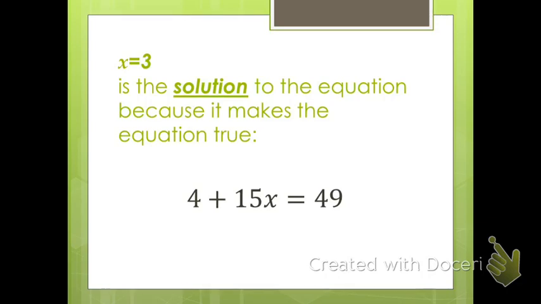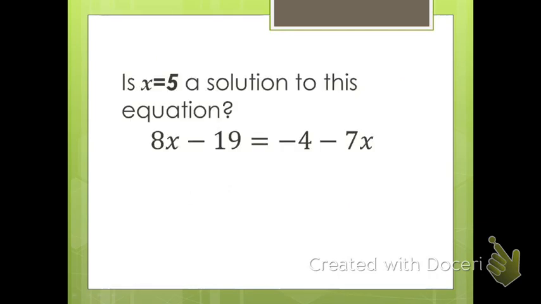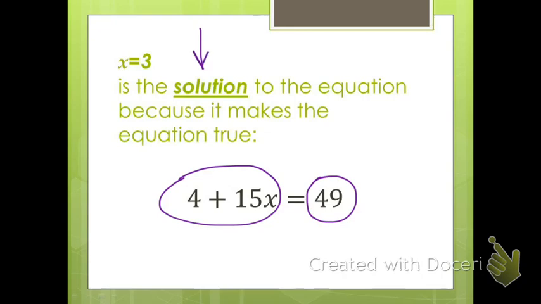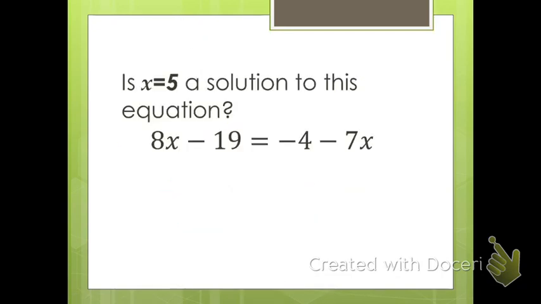When we put 3 in for the variable, we get the left side of the equation equaling the right side when x equals 3. And that is a vocabulary word there, solution to the equation. It's the value for the variable that makes the equation true. So is x equals 5 a solution to this equation? Well, what we want to do is work on the left side and then the right side. So I'm going to just draw a line down here.